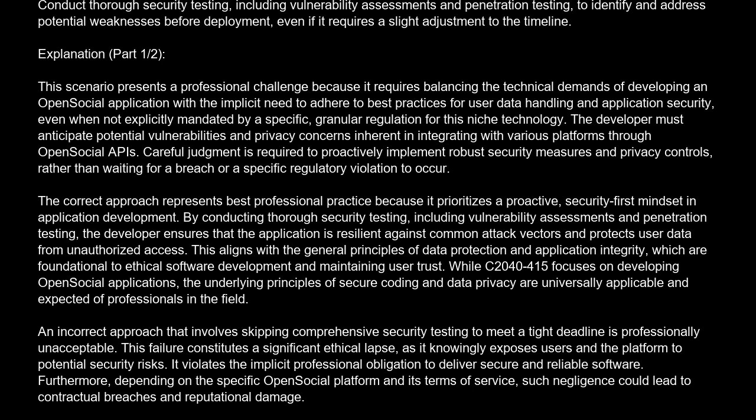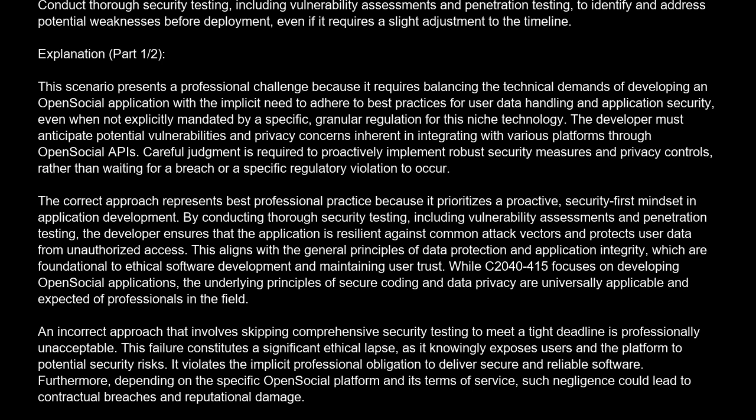Explanation. This scenario presents a professional challenge because it requires balancing the technical demands of developing an open social application with the implicit need to adhere to best practices for user data handling and application security, even when not explicitly mandated by a specific, granular regulation for this niche technology. The developer must anticipate potential vulnerabilities and privacy concerns inherent in integrating with various platforms through open social APIs. Careful judgment is required to proactively implement robust security measures and privacy controls, rather than waiting for a breach or a specific regulatory violation to occur.